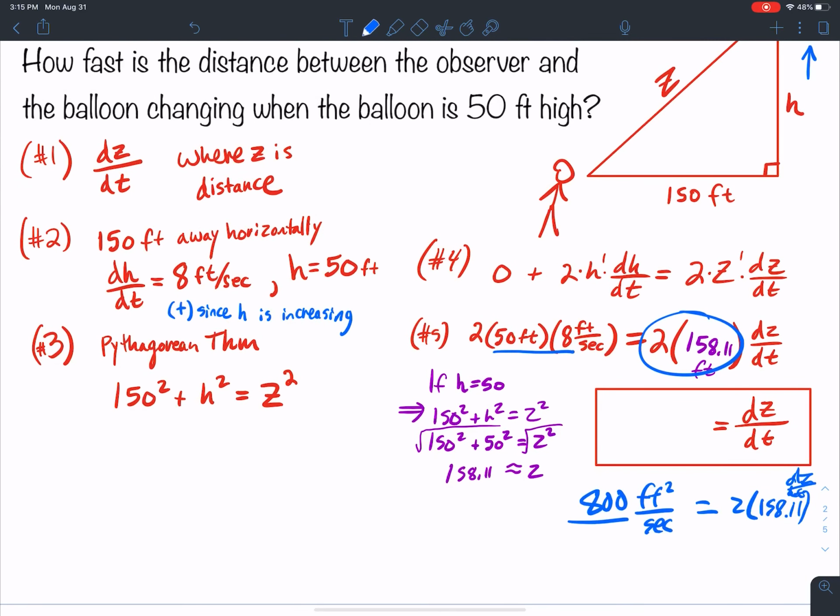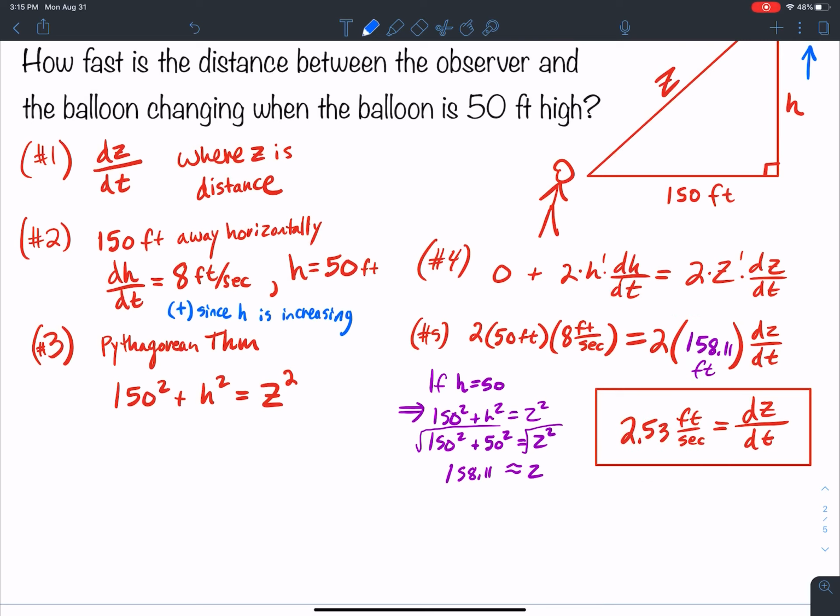Okay, if I divide both sides by 2 times 158.11, I'm going to get a number, okay? Now, this is feet in here, so one of those feet cancels with the feet there. Okay, so one of those feet cancel. And so that's good that I get feet over seconds because it's a derivative. So what's this get me? This gets me 2.53 feet per second.